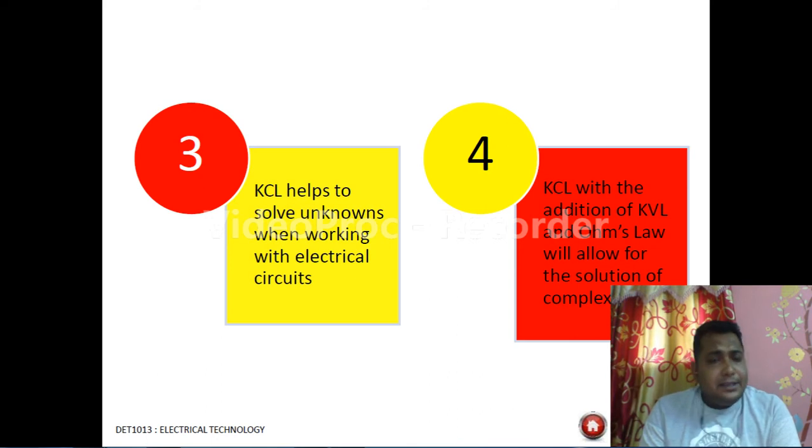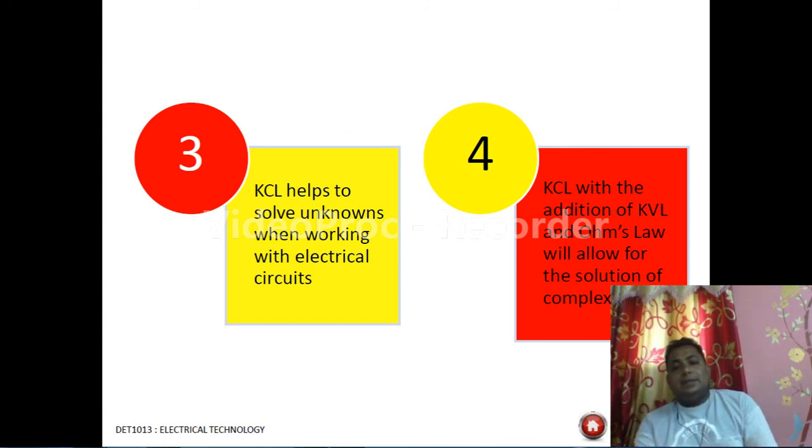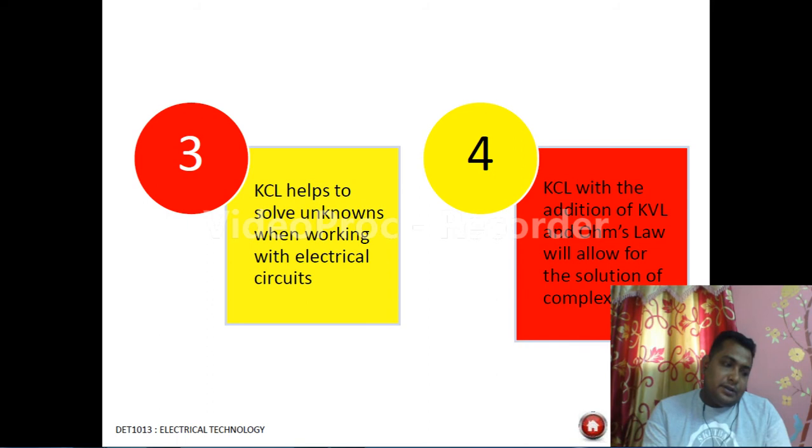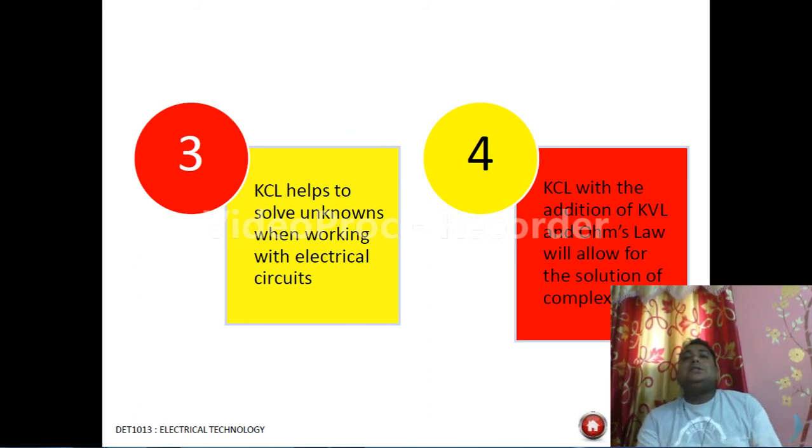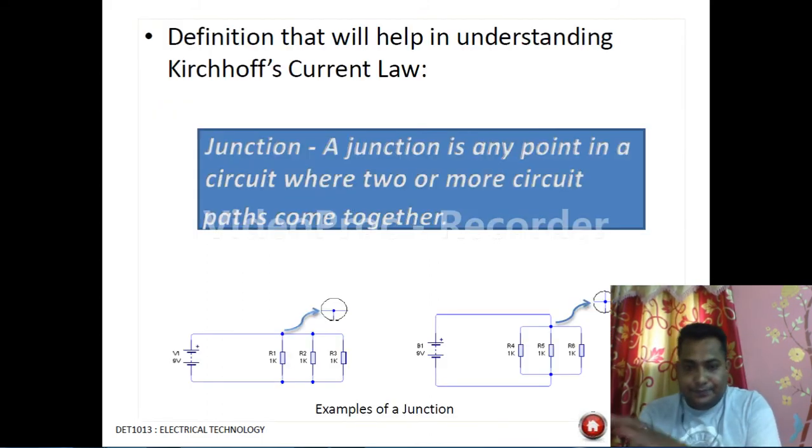KCL helps to solve unknowns when working with electrical circuits. Yes, definitely. KCL with the addition of KVL and Ohm's law will allow the solution of complex circuits. After this KVL and KCL, we have to solve different equations, Thevenin's and Norton's theorems. There we will see that we can apply those concepts, KVL and KCL, to solve those theorems, and those theorems have some different concepts. So if we combine those two, then it is very easy to solve. So for different areas, we have to apply different techniques.